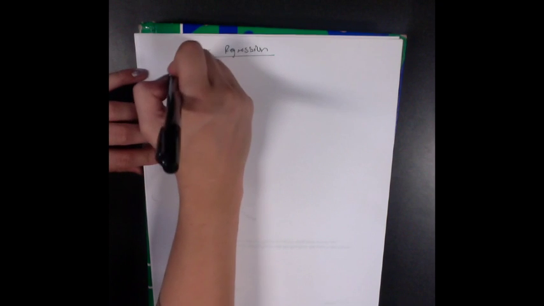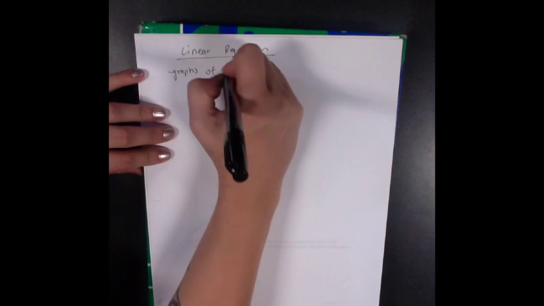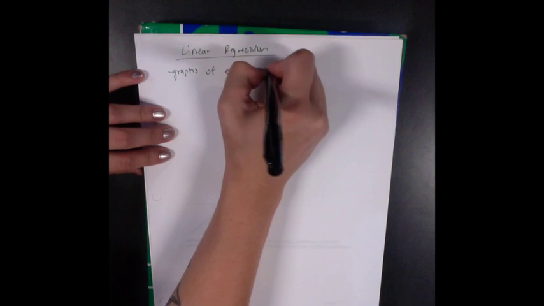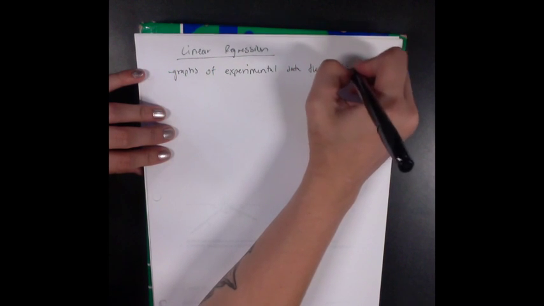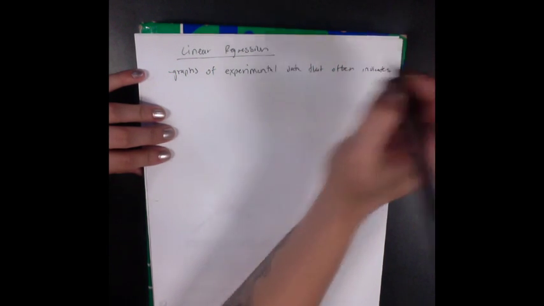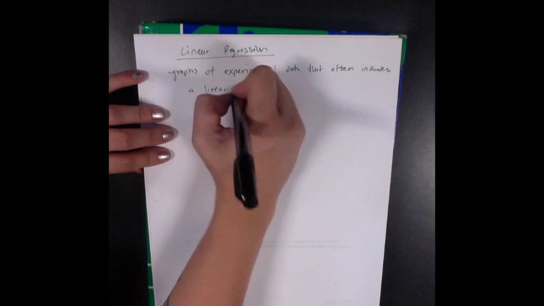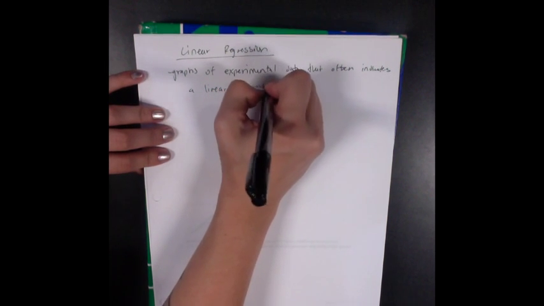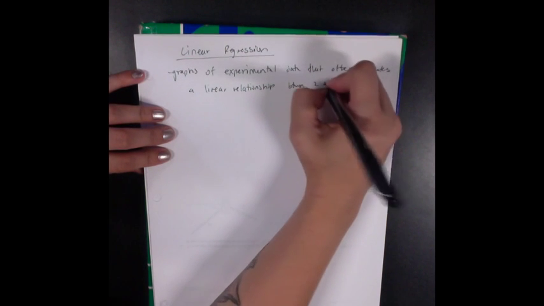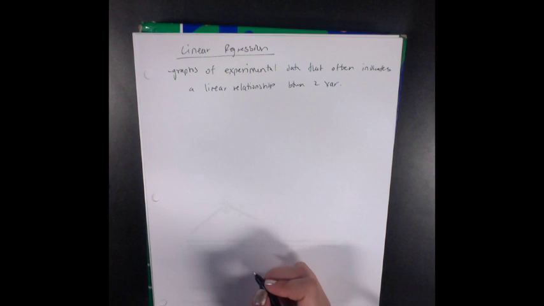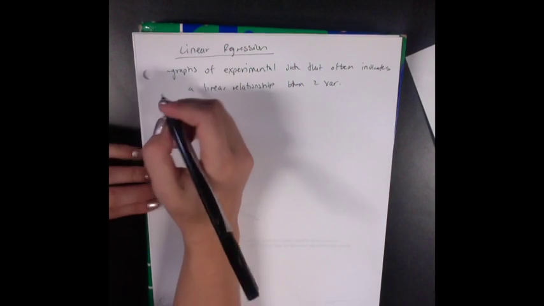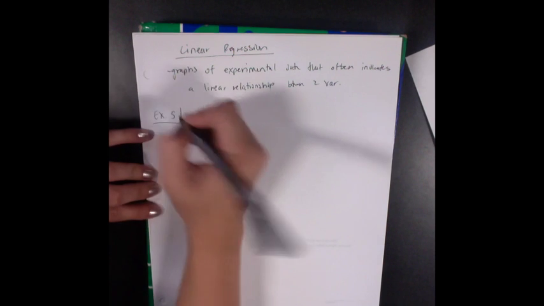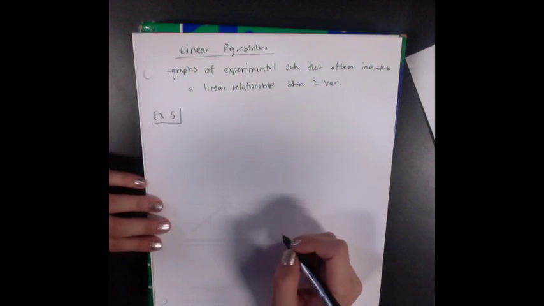Linear regression. Graphs of experimental data often indicate a linear relationship between two variables. Okay? It allows us to approximate things. So, we're going to use an example. As often, the best way to do math is just by example.